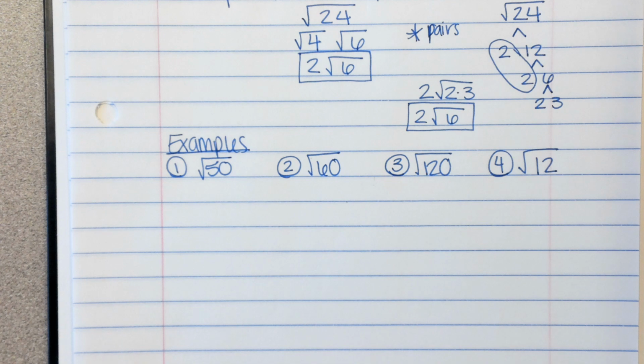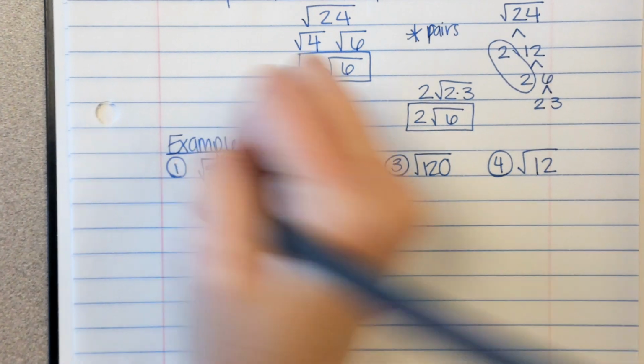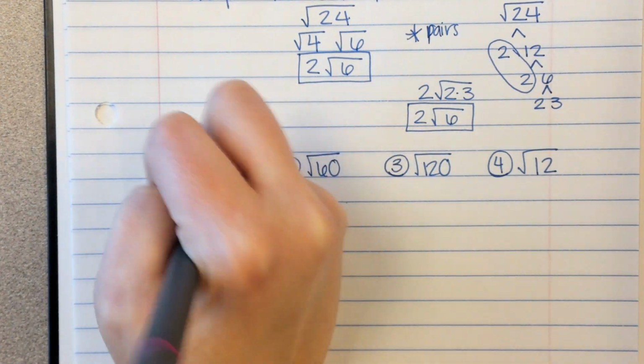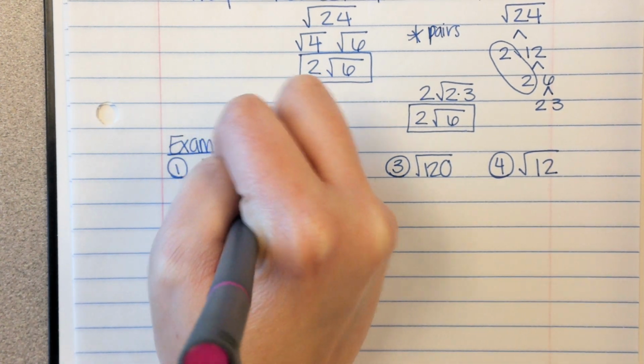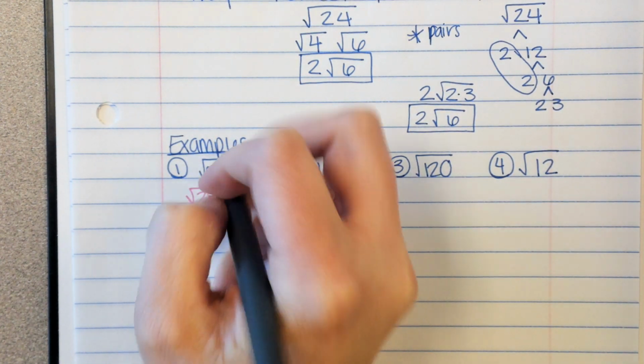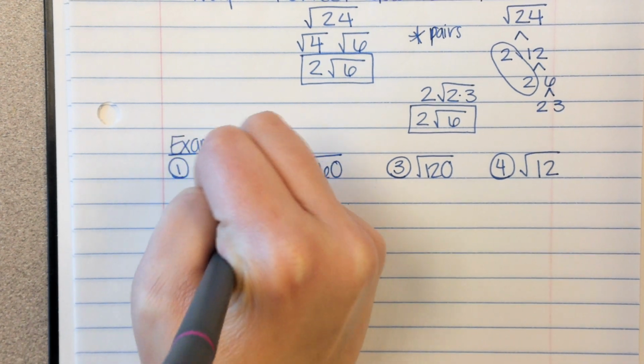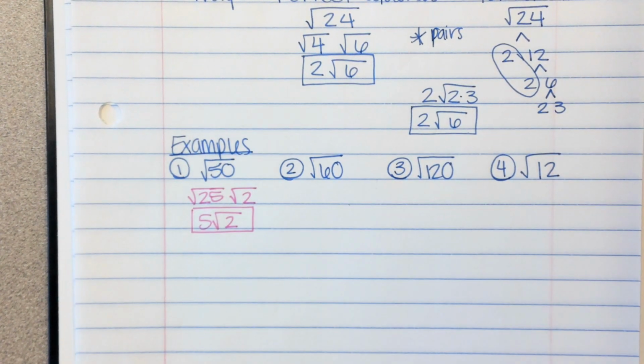Okay, so let's look at the square root of 50. This one, I can see a perfect square pretty easily. I know that 50 is made up of 25 and 2. I know the square root of 25 is 5, and the square root of 2 stays.